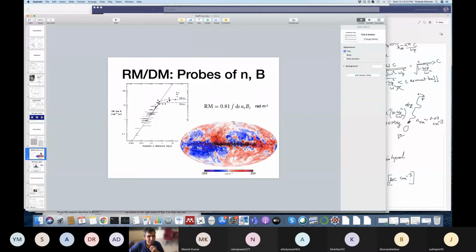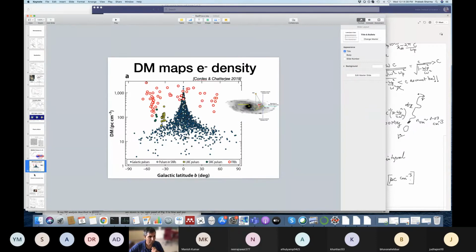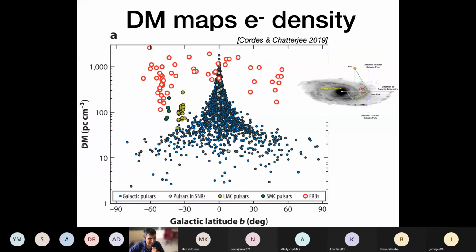Now this dispersion measure can be a very, very useful tool, because we have pulsars all over our galaxy, and in nearby galaxies we have discovered pulsars. Let me show this graph. It shows the dispersion measure, which is nothing but the integral of electron number density dl along the line of sight, along various directions.